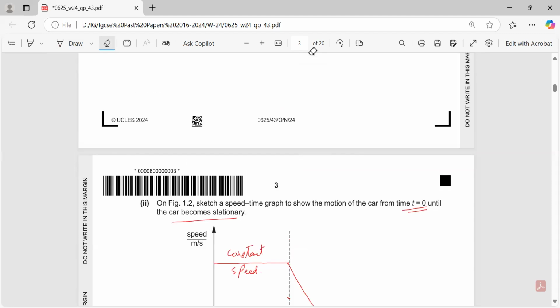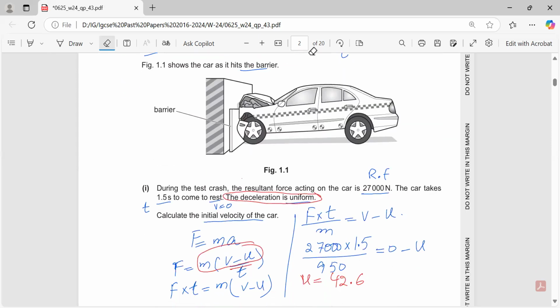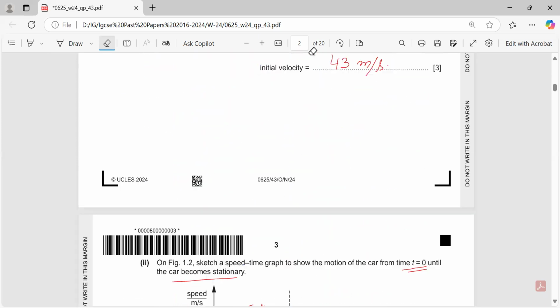See, the first 4 seconds are very clearly mentioned where I circled. It moves with constant velocity, and it's a velocity-time graph. If it is moving with constant velocity, the graph should be a straight horizontal line. And then it takes 1.5 seconds to come to rest, and when it is coming to rest it keeps on decelerating but uniformly. So the graph will again be a straight line, and in almost 1.5 seconds its velocity will become 0. That's what I have shared here with you people.